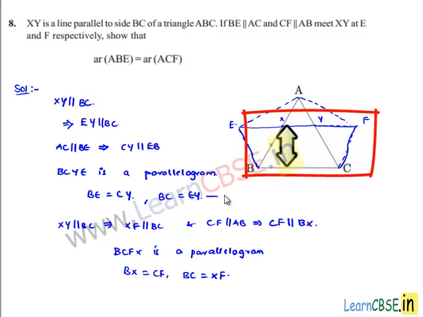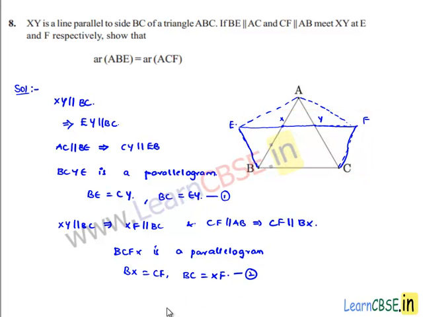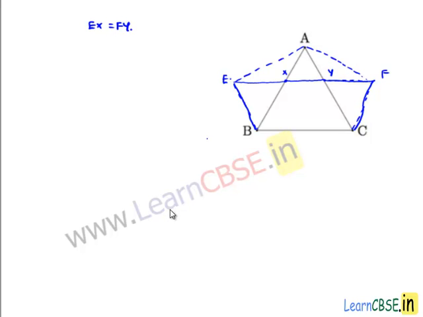Here in the first step, we got that BC is equal to EY, and in the second step, we got BC is equal to XF. Therefore, we can equate EY is equal to XF, which implies EX plus XY is equal to XY plus YF, that implies EX is equal to FY. Now we got EX is equal to FY.